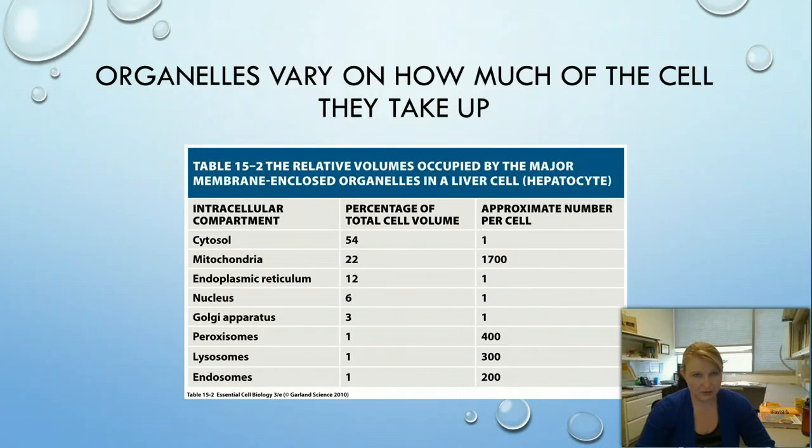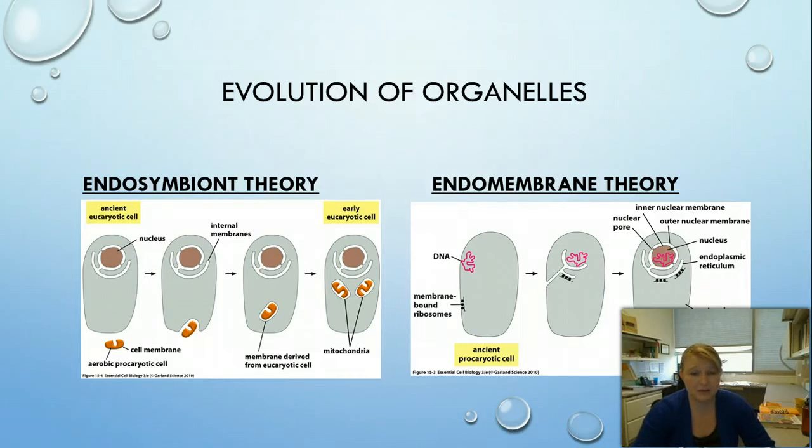So remember, those somes, the peroxisome, lysosome, and endosomes, are really small, and we have a ton of them, but they still take up very little room in the cell compared to some of the other organelles we've talked about. I don't expect you to memorize this chart, but I do want you to appreciate the differences between the different organelles. All right, so let's wrap up this topic by talking about the evolution of organelles.